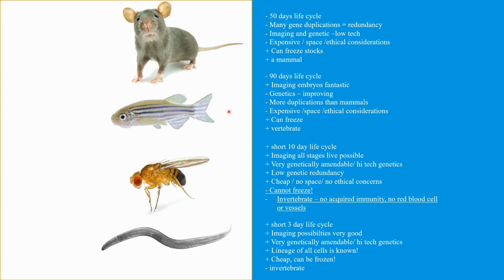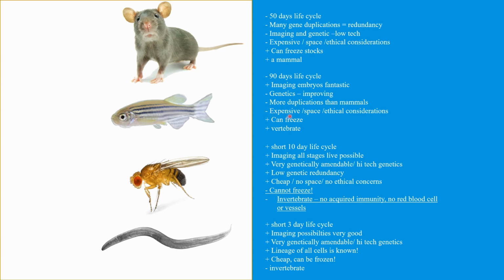The genetics for the fish are improving, for example, CRISPR-Cas9 has also come to all of these organisms. So that improves the feasibility of generating mutants for particular genes. But traditionally the genetics haven't been that good. And I mentioned that the genome has more duplications than mammals, so that's a complication when it comes to finding out which gene is doing what. It's not as intuitive as in some other organisms.